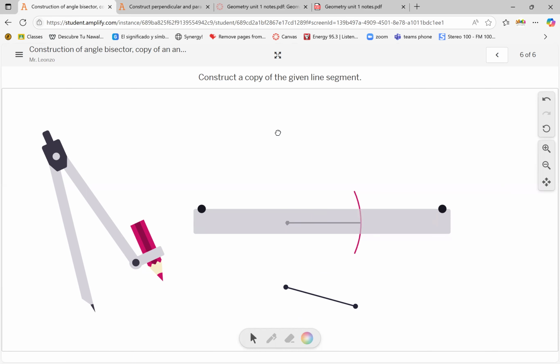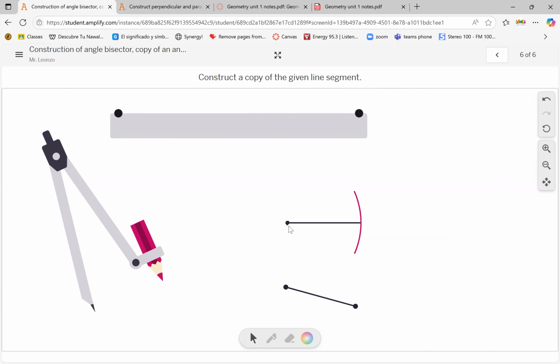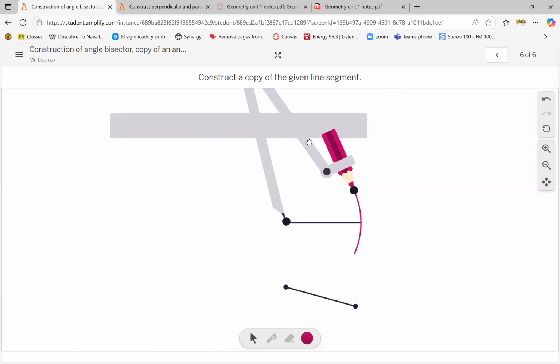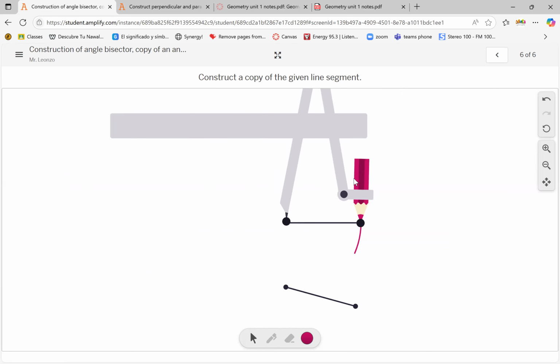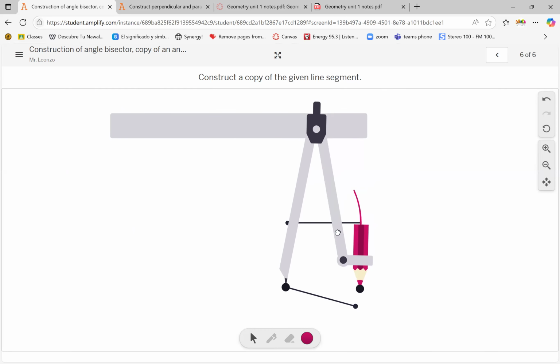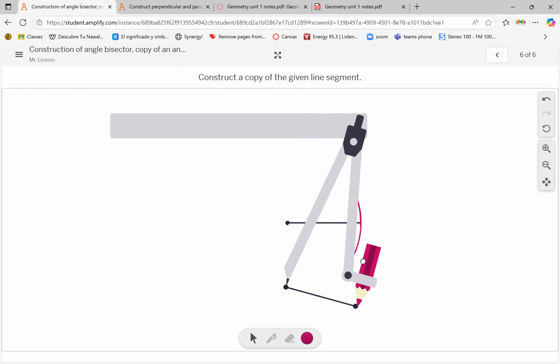Let me move my ruler out of the way. You guys see it? This segment and this segment, they are the same size. How do I know? Because they are this big. See how I measured that segment with my compass, and then here I measured it in the same length, same size? That's how I know. Those two segments are the same.